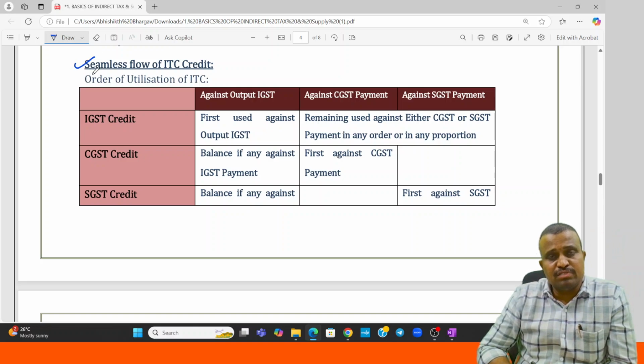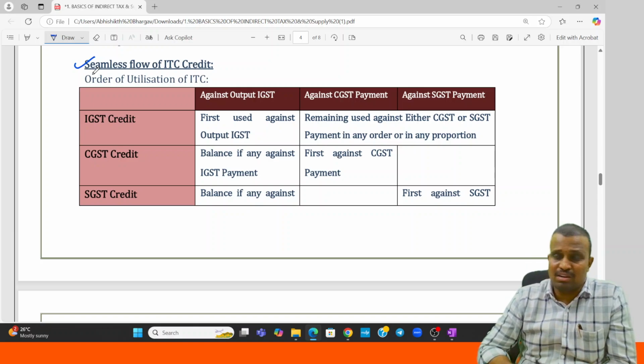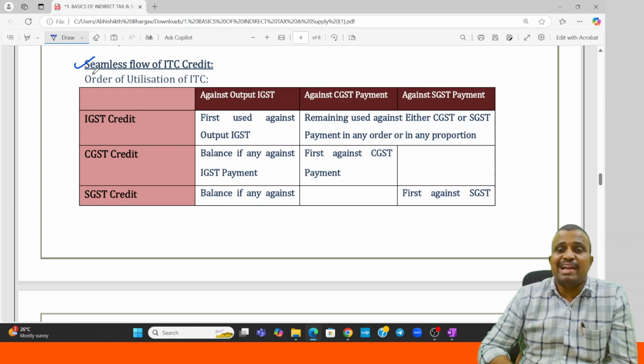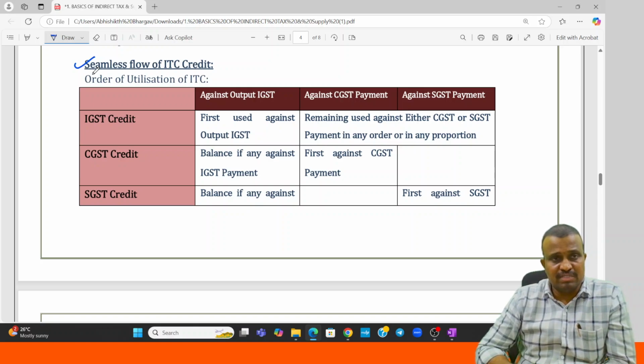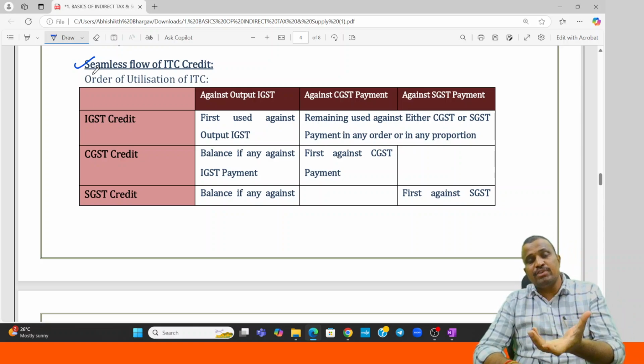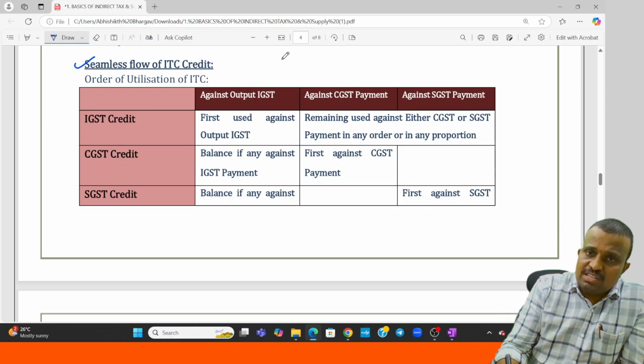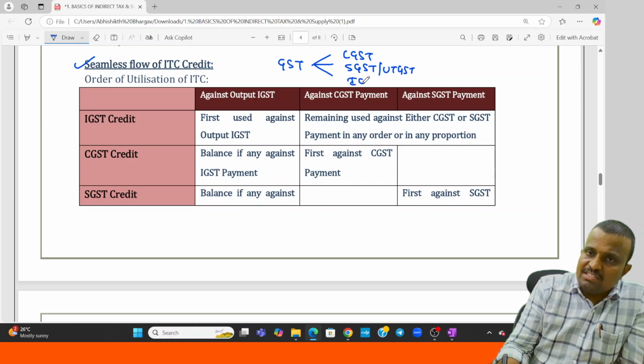Then coming to the next one, the seamless flow of ITC. In the previous indirect tax system, one of the major drawbacks is the cascading effect, because ITC of excise duty is not allowed as a set off against VAT, or service tax is not allowed as a set off against VAT, or vice versa. So the ITC chain has been broken after the manufacturing level. These drawbacks are eliminated by introducing the new concept of ITC. And as we discussed, GST consists of three components: CGST, SGST or UTGST, and IGST.